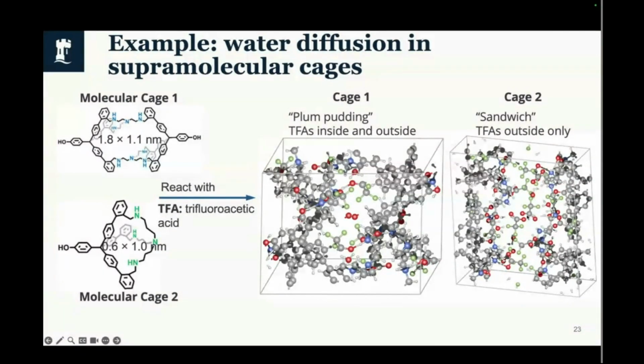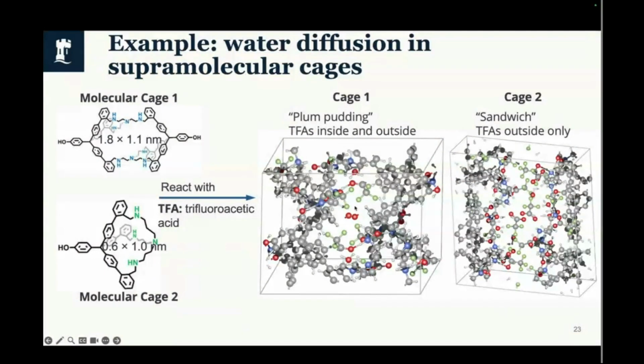And the other one is more like a sandwich structure, because the TFA can't be accommodated in the small pore of the molecular cage. So it forms two layers of the molecular cage, and the TFA anions are located in between. So it forms a layer of TFA chains between the molecular cage.